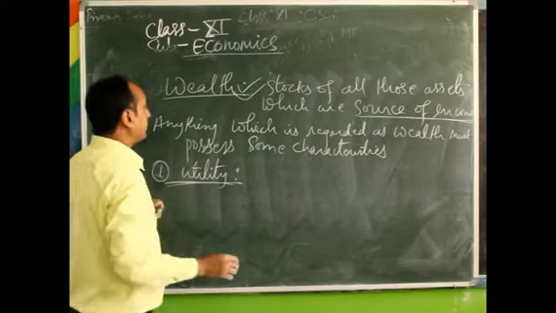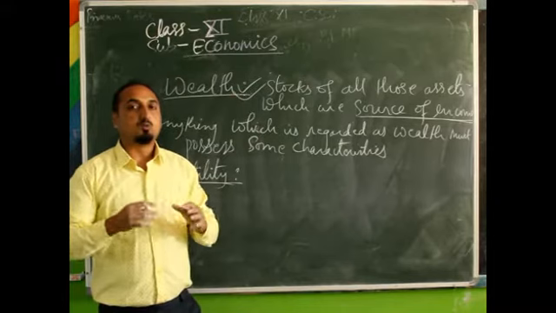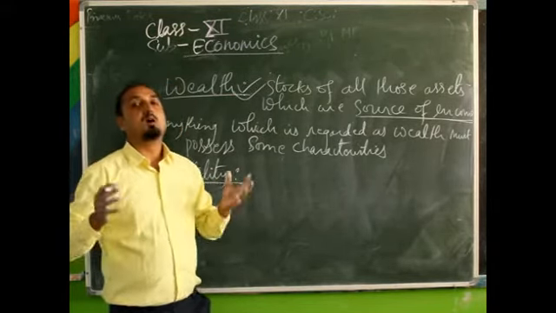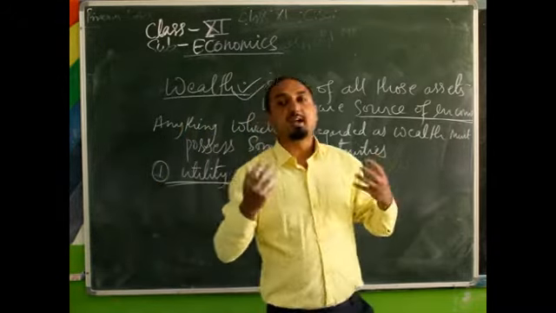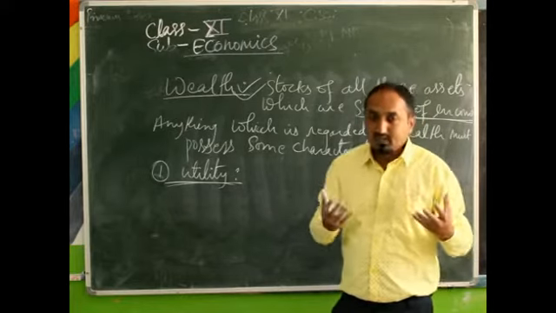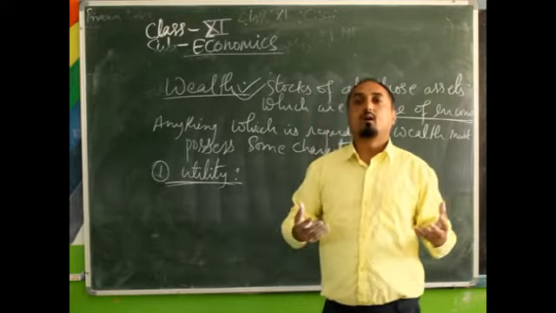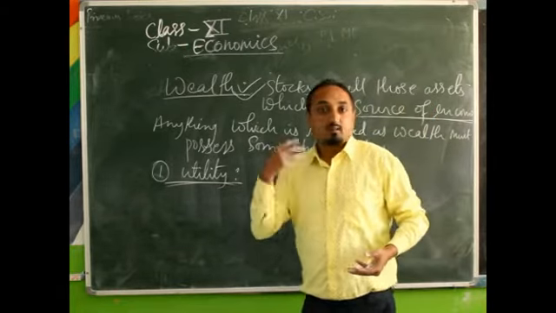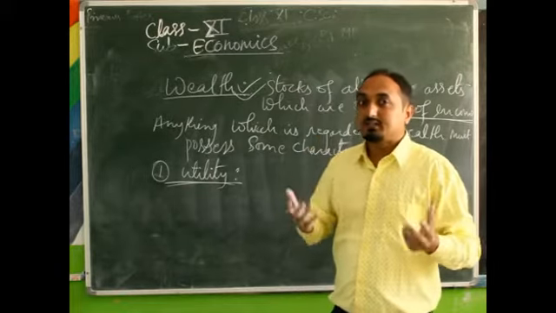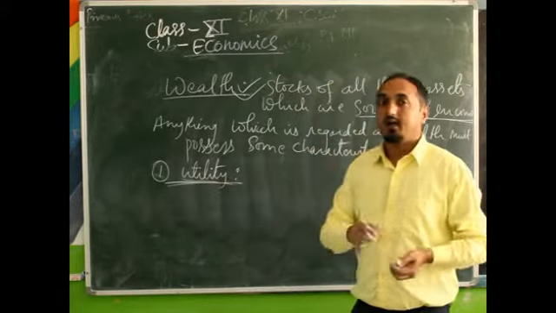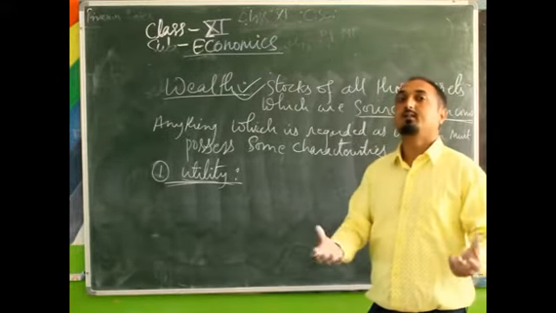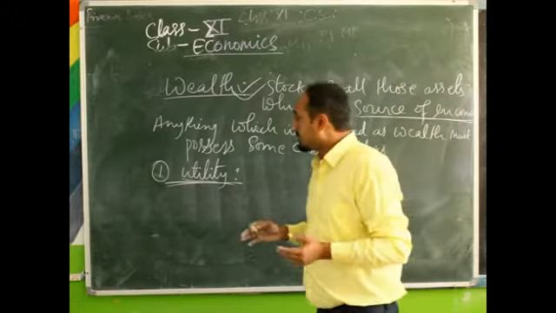The first characteristic we have is utility. Whatever wealth we are talking about, it must possess some utility. Wealth must give some level of satisfaction, isn't it? Whenever we have buildings, whenever we are earning good income, with the help of good income you can satisfy your needs and fulfill your demands. So that's why it is utility.